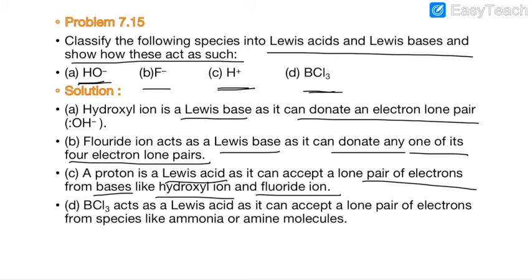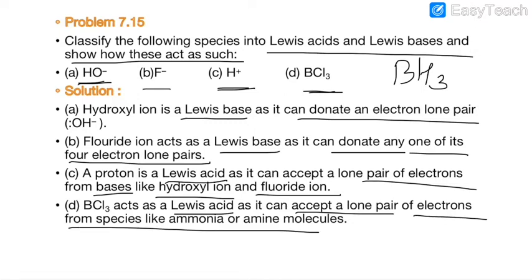BCl3 will behave just like BH3. BCl3 acts as a Lewis acid as it can accept a lone pair of electrons from species like ammonia or amine molecules.